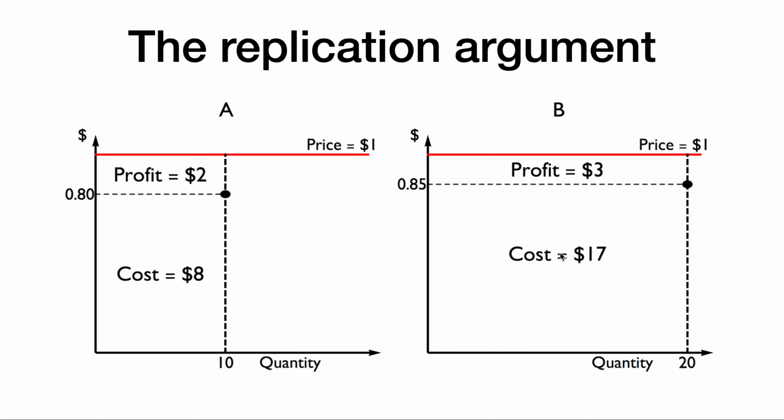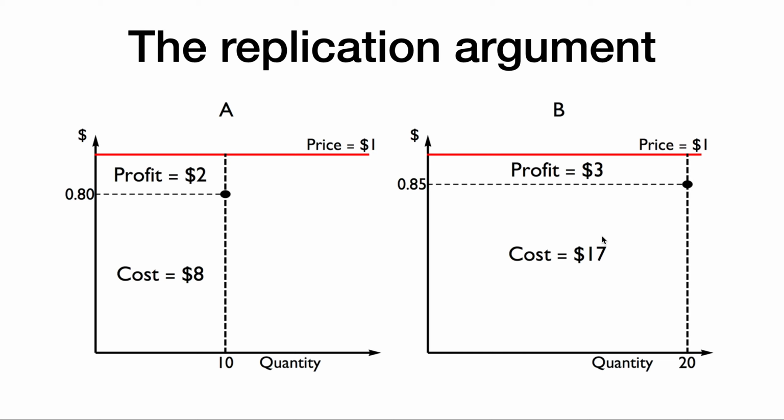Okay, you've got to pay more per unit, so you're paying $17 to produce 20 units rather than $8 to produce 10, so you're paying more than 80 cents per unit in this case, and you're getting only 50% more profit for more than twice the input cost. So your return has fallen from 25% to something like 18%.